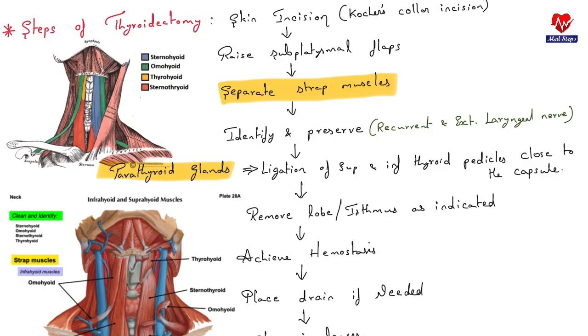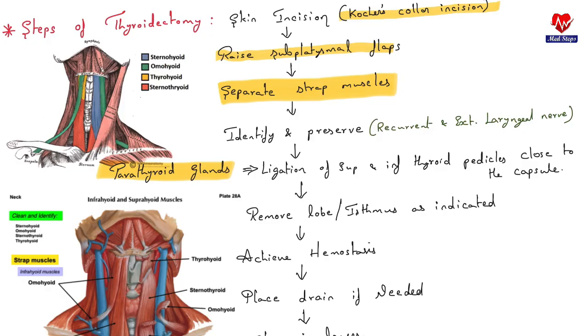The skin incision we call Kocher's collar incision, and we have to raise the subplatysmal flaps and separate the strap muscles. The strap muscles we can see are sternohyoid, omohyoid, thyrohyoid and sternothyroid. So these are the strap muscles we have to separate. If you are having a problem with visualization, if the strap muscles are tight, you can cut them also.